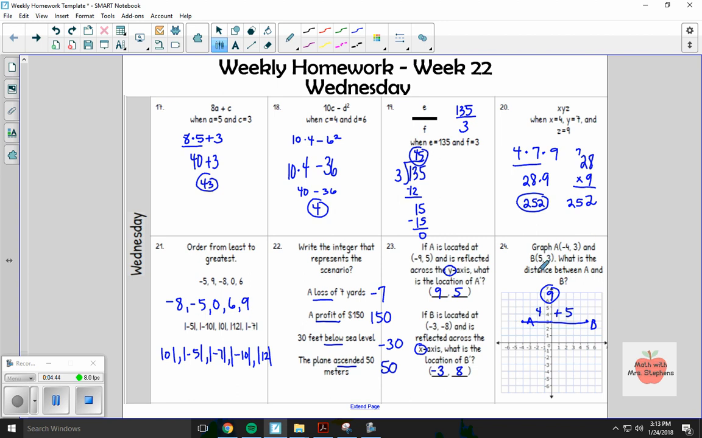Remember, you could look at your coordinates because your y-coordinates are the same. We're going to take these two, the absolute value of 5 and the absolute value of -4, which is 4 and 5, and add them together since they're on different sides of the axis, and that's another way to get 9.